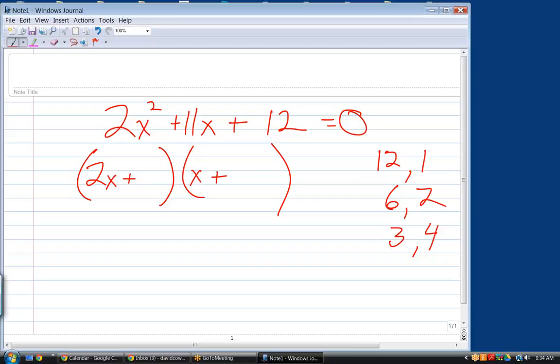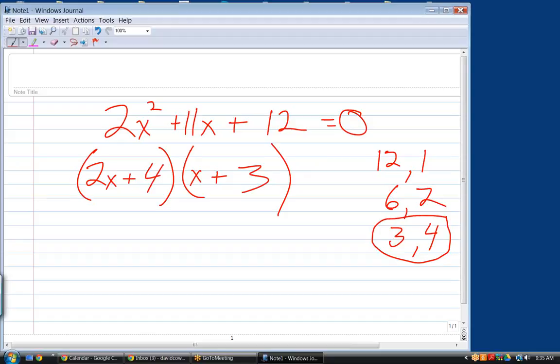And the first set of factors that you should always try are the 2 that are closest together. Only because 90% of the problems you will run into over the next 4 years, the answer will be the factors that are closest together. You just have to arrange how you put them on there. So just randomly, I'm going to try that set right there because 4 and 3 are closer together than 6 and 2. Okay, so I'm going to randomly put the 4 here and the 3 there.